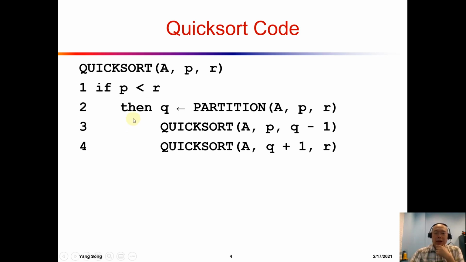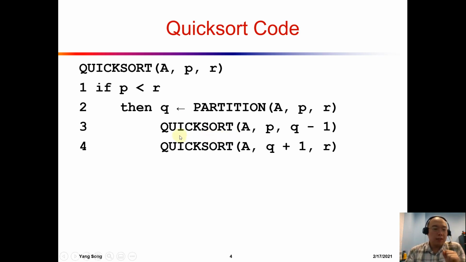Okay, and if this condition is true, we want to do a partition. After the partition, it will return us the index of the pivot. And after we have the pivot, we want to do two recursive calls, one to do the quicksort on the left half, and another one on the right half. But you have to pay attention to one thing.